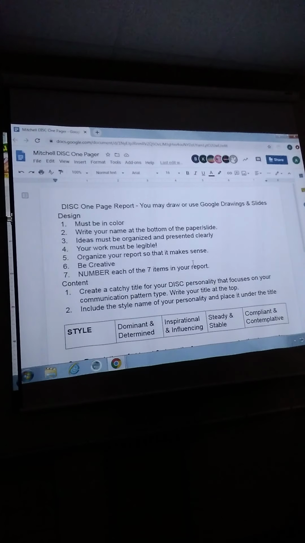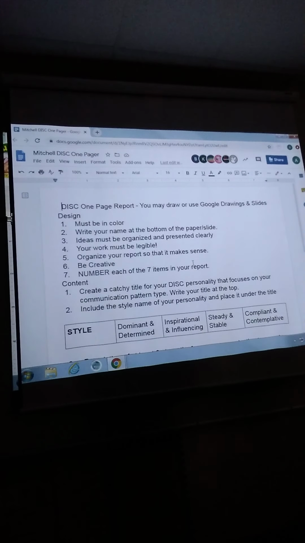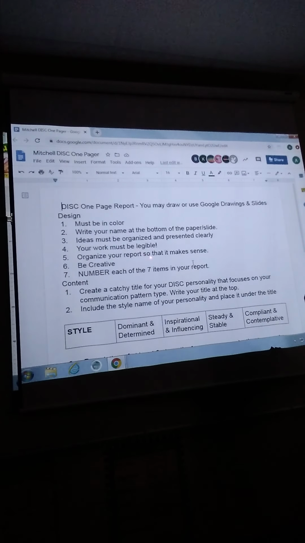Like if you're doing a slide, it needs to be on the first slide. Make sure that your name's on it. You need to make it organized and presented clearly. Okay? So I should be able to look at it and identify each component. Either number it, give it a title, but it needs to be organized clearly.